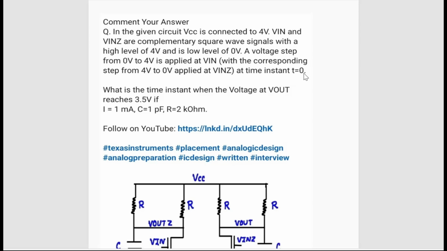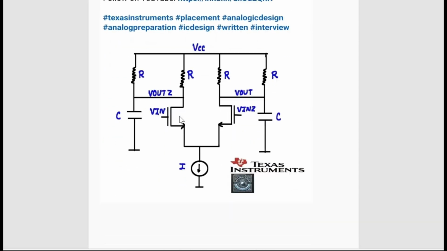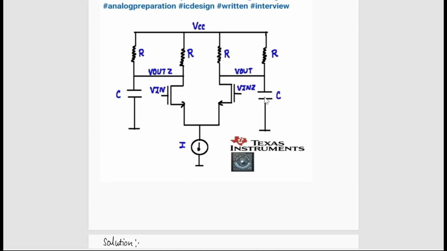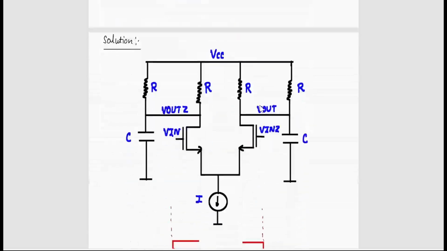They are asking what is the time instant when the voltage at V out reaches 3.5 volt, if I equal to 1 milliampere, C equal to 1 picofarad and R equal to 2 kilo ohm. So this is the circuit diagram for this question. After reading this question, let's solve this problem.